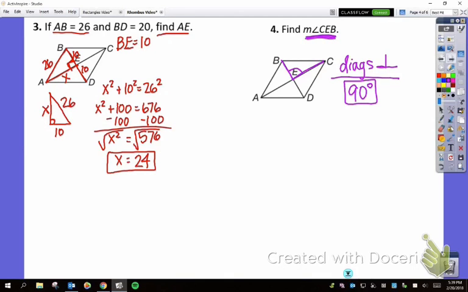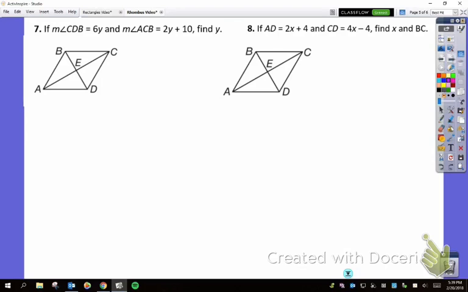Okay. So, a couple more problems, that way you can see just a couple more things. Here we've got angle CDB. CDB, this angle, is 6y. And ACB, which is going to be this top angle, is 2y plus 10. They want us to find y. Here, we don't have these angles in the same triangle right now.